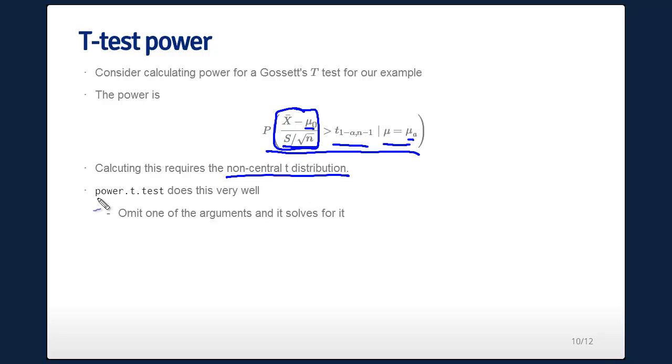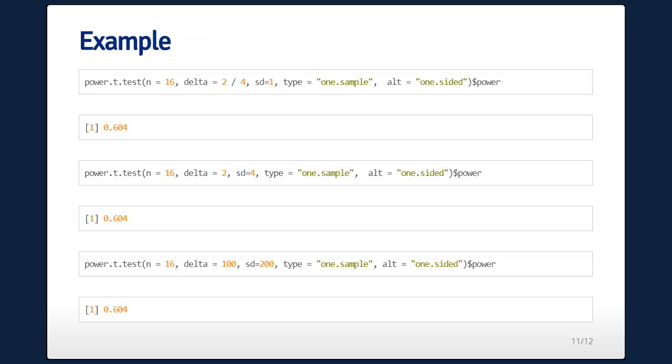And so what you can do is use this function called power.t.test, which does it very well. And you don't have to work with the non-central t-distribution. And in this function, if you omit one of the arguments, then it just solves for it. It's a really nice little function. I find that almost all of my power calculations I can do with power.t.test.